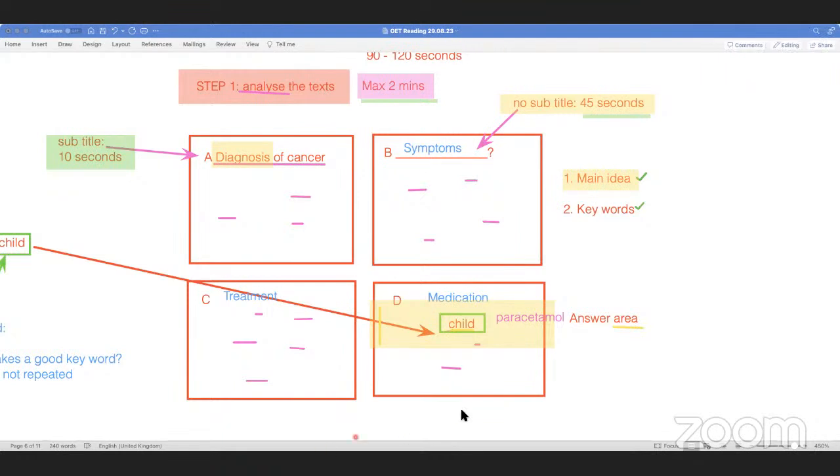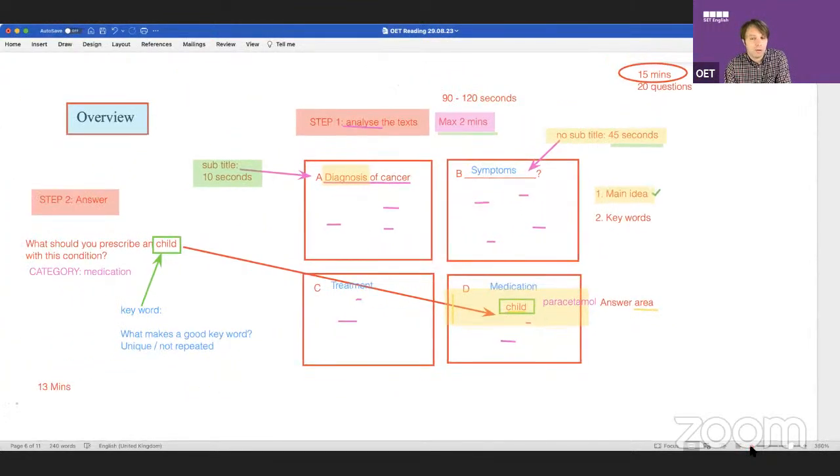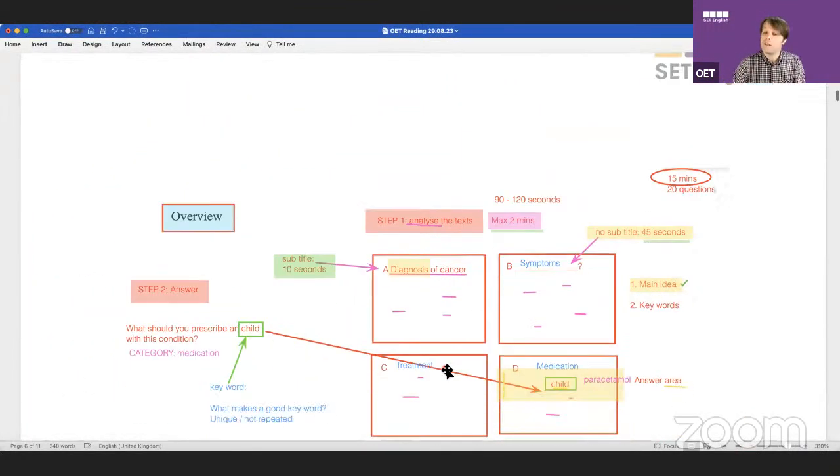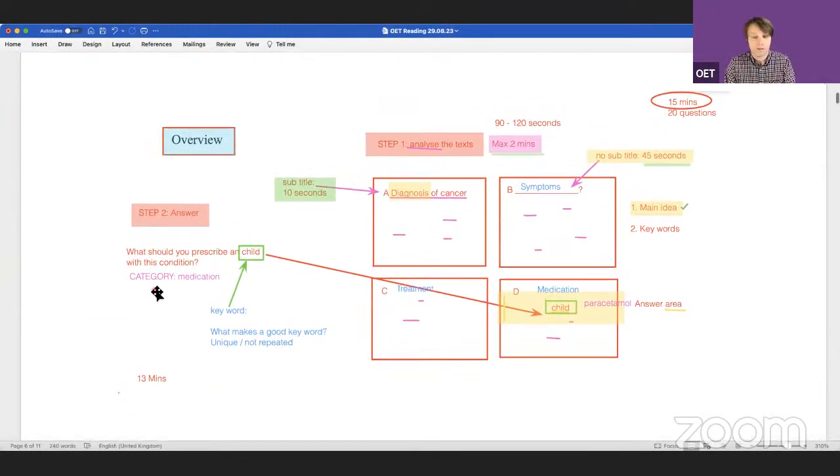No? Okay, I'm going to finish here. Tomorrow we're going to do a mock test, and you will see us applying this technique to a real test. We're going to start the class by finding the main ideas, and then we're going to look at step 2 and find the answers. But the key thing I want to emphasize today is that the main idea is very important. Spend more time on the ones that don't have a subtitle.